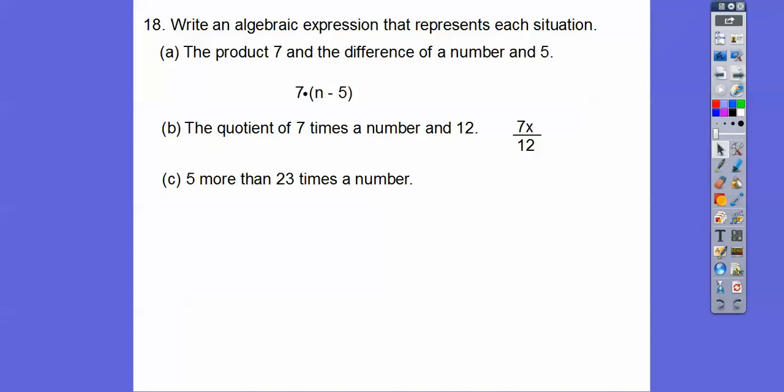Okay, 5 more than 23 times a number. Okay, so 5 more than means something plus 5. 23 times a number means 23x or 23n. Okay, 17 less than 25 times a number. Well, 25 times a number is 25x, and 17 less than that means minus 17. Okay, all right, nice and easy.